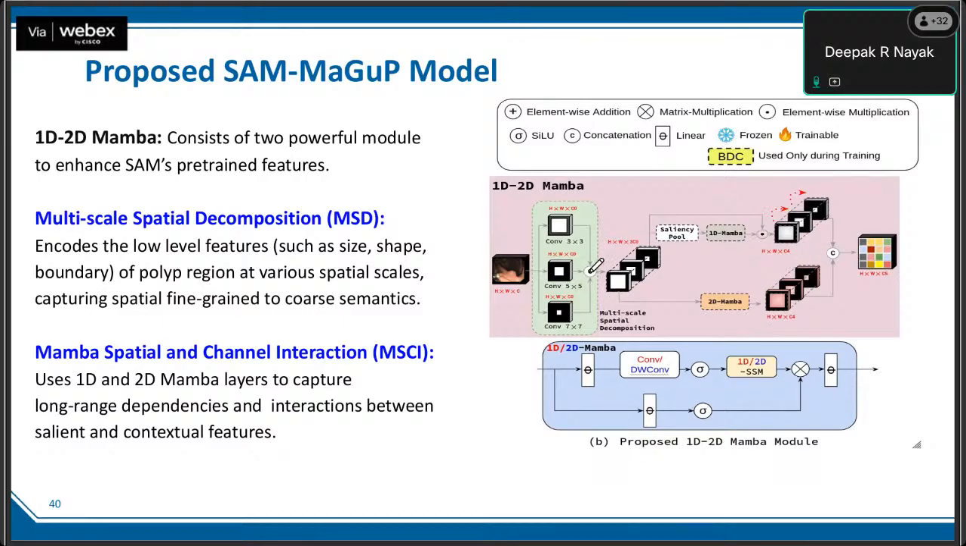And that is the major contribution here: this block we have introduced with a two-dimensional Mamba. So we can see how you can build the one-dimensional and two-dimensional Mamba block, which is really important to capture the long-range dependencies of the sequences.